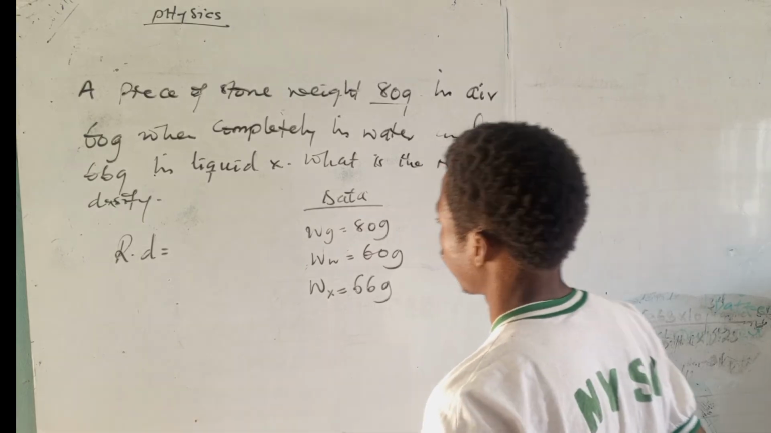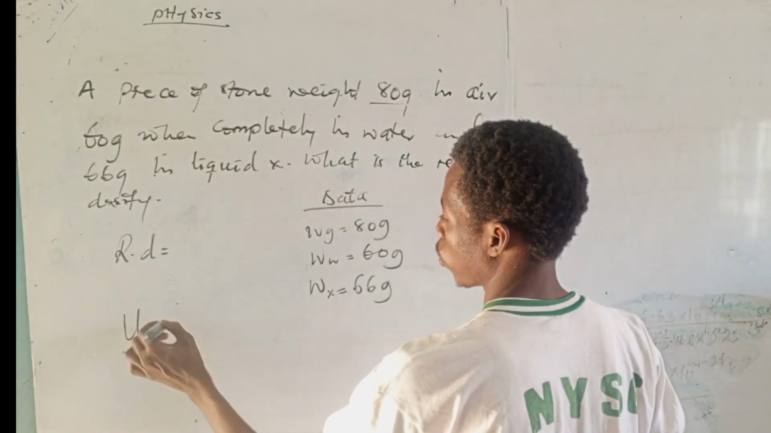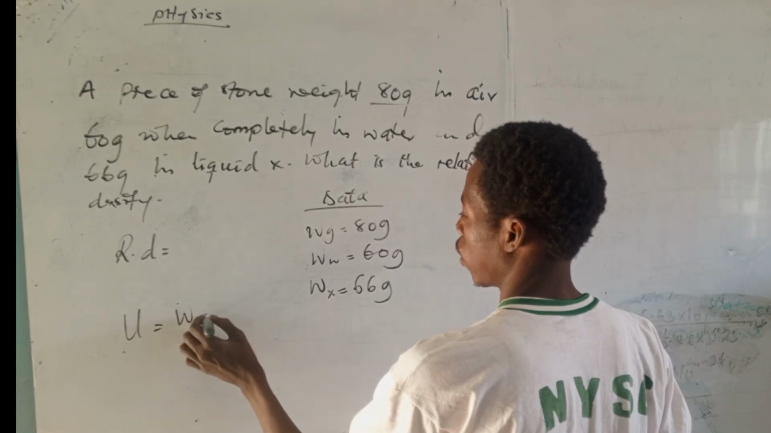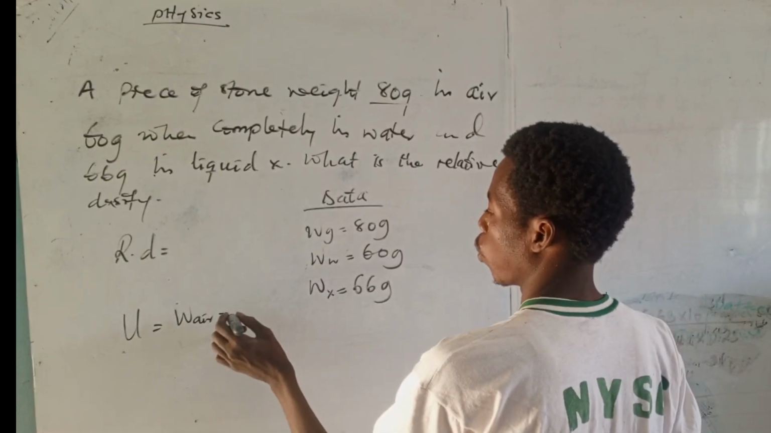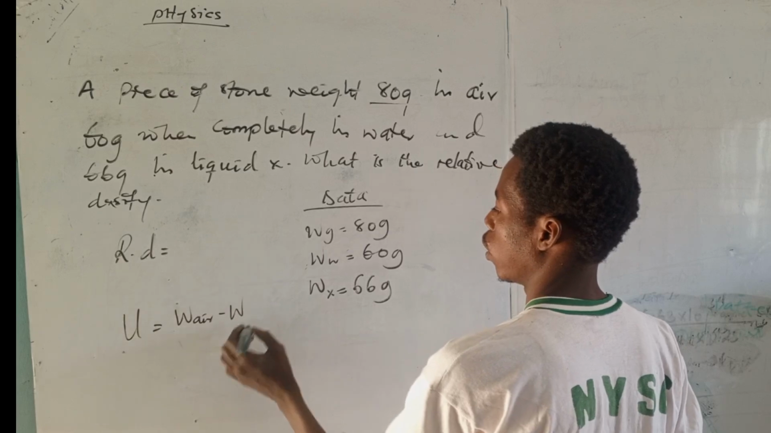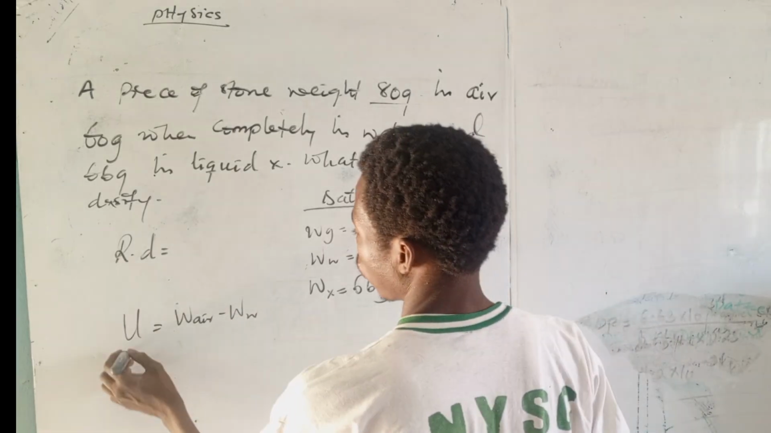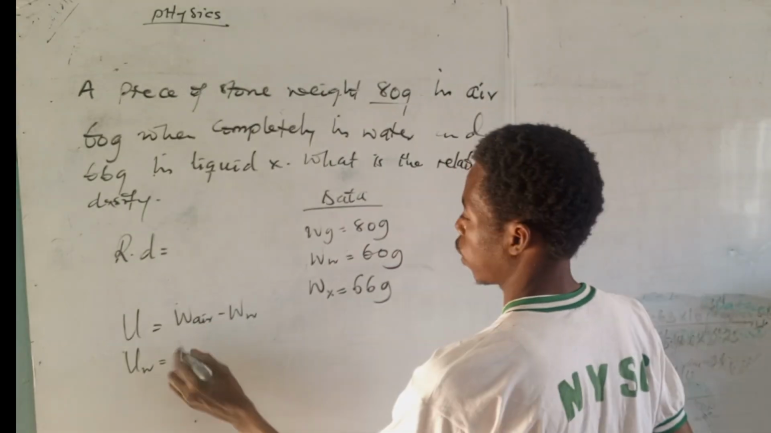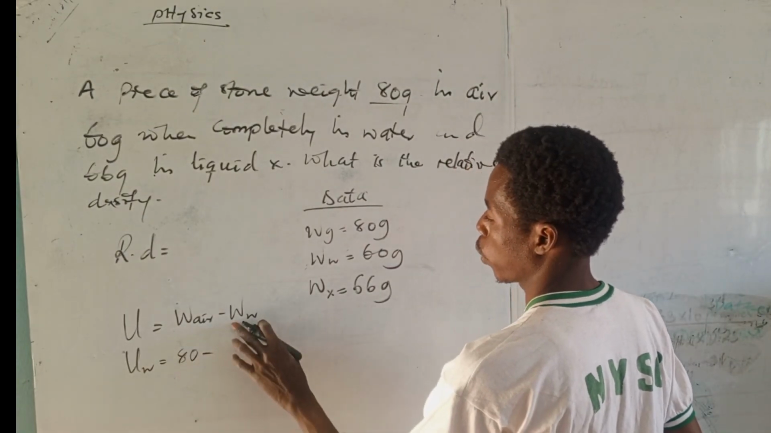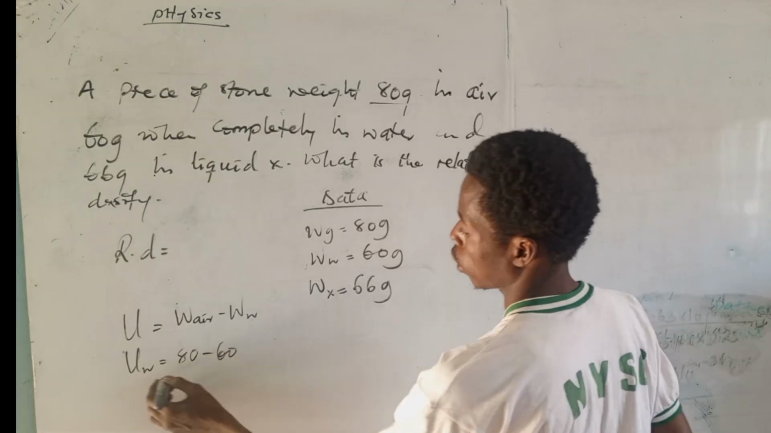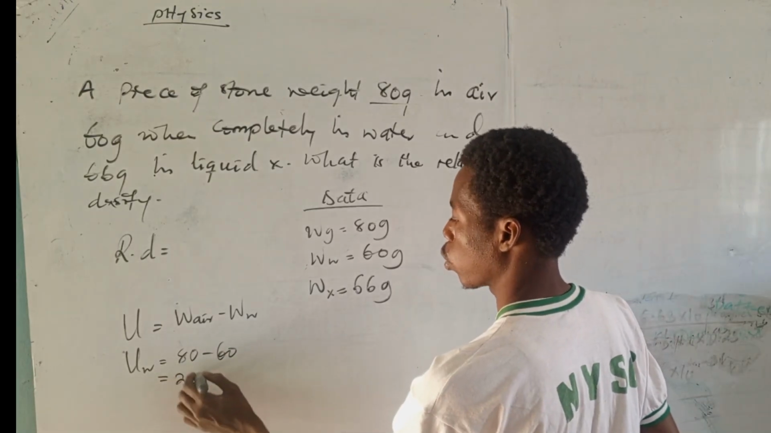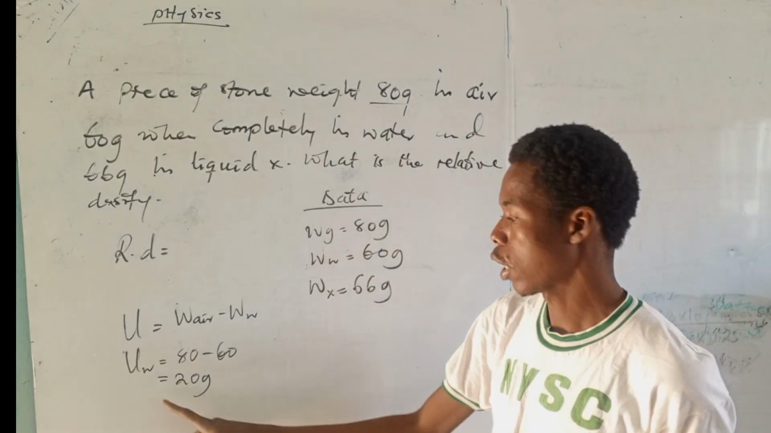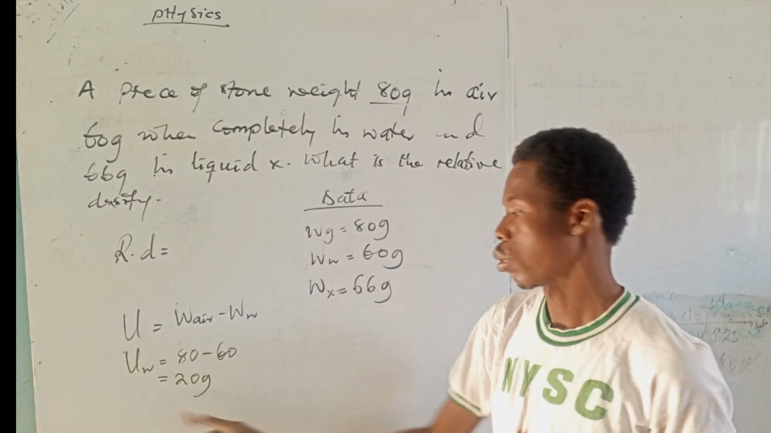So now, let us find the upthrust in water and then the upthrust in the liquid. The upthrust in water will be: upthrust equals weight in air minus weight in water. So upthrust in water equals weight in air, 80 grams, minus weight in water, 60, which will give us 20 grams. That means the upthrust in water is 20 grams.